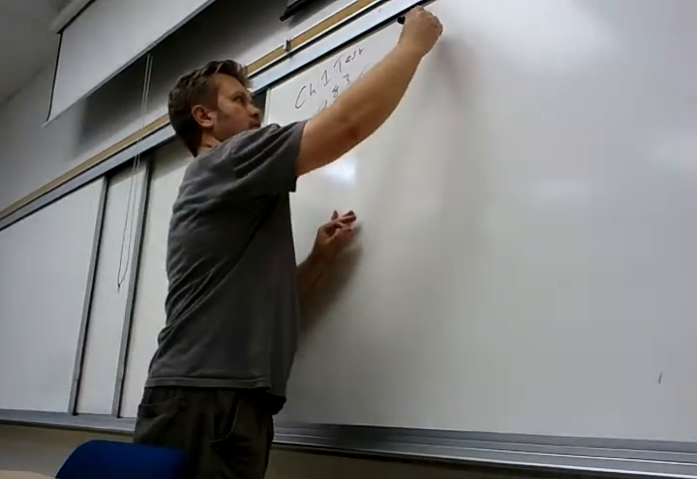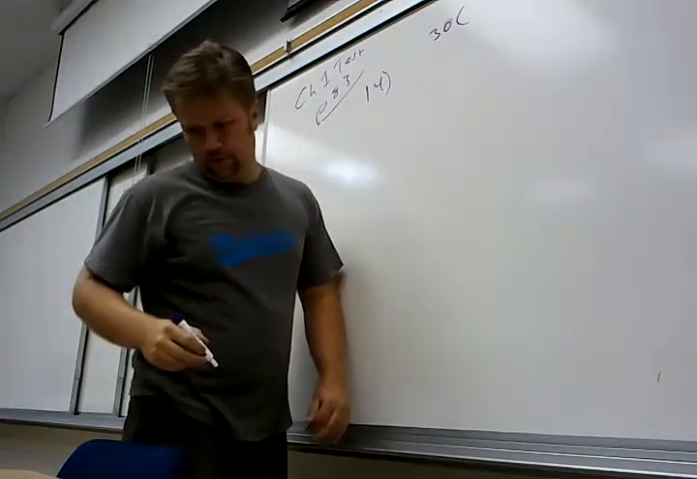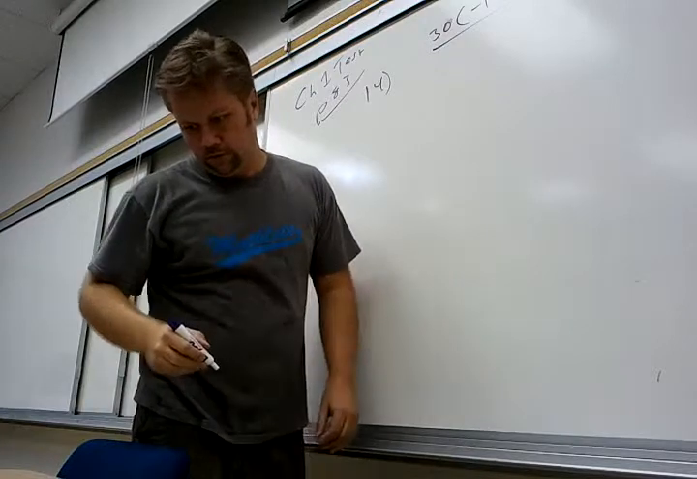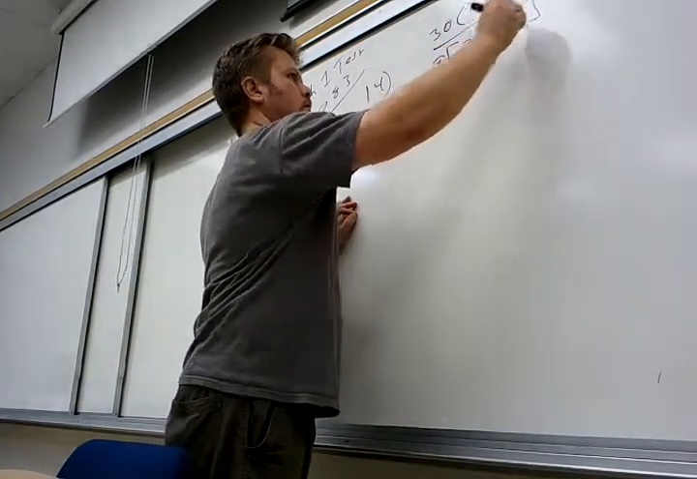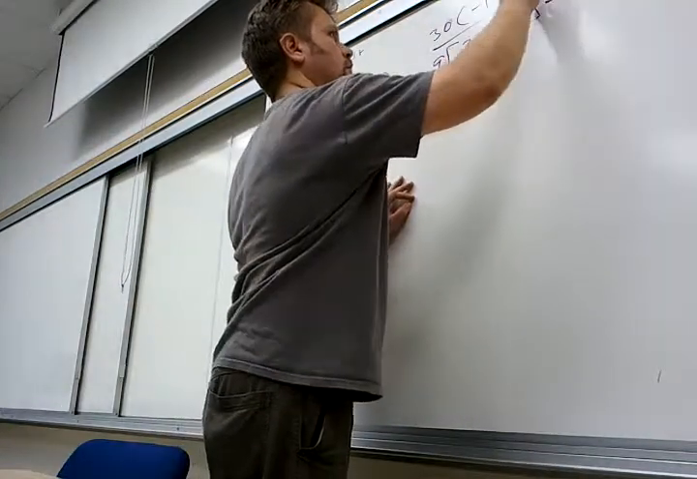Let's see. 30 times negative 1 minus 2, over negative 9 times 3 minus negative 2, minus 24.